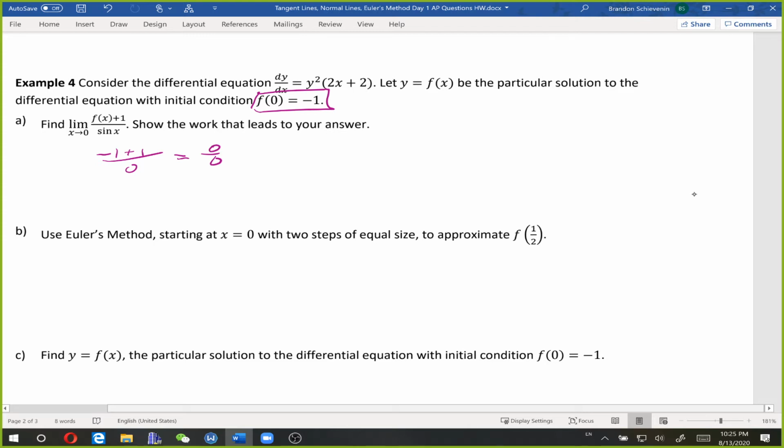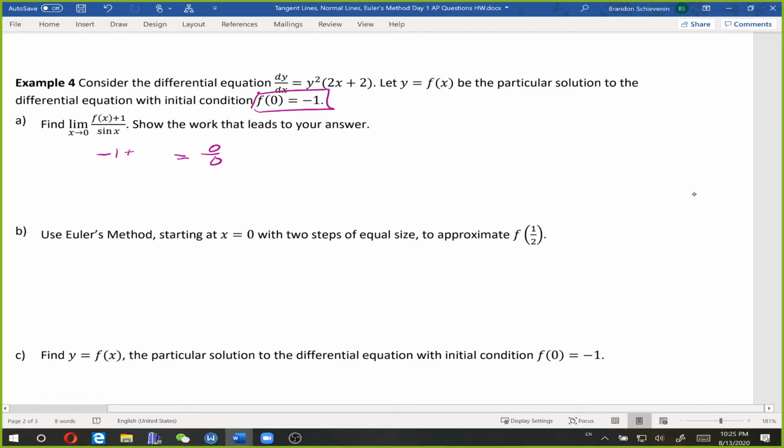If we try to get the limit and we get 0 over 0, or plus or minus infinity over infinity, then we've got a special rule we need to do. What do we need to do? Derive. Yeah, I need to derive the top and the bottom, and that should give us our limit instead.